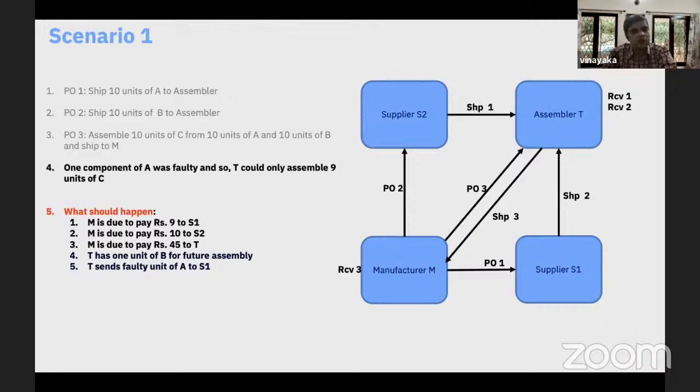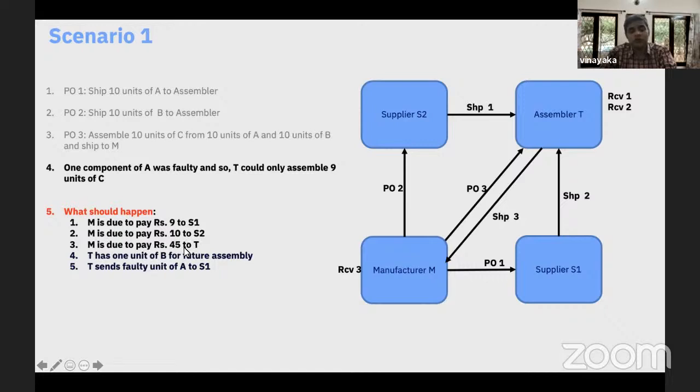This is different from what the expectation was, and everyone wonders what could have happened. One scenario is that there was a component A that was faulty, and therefore T could only assemble 9 units and send it back. So in this case, M has to pay 9 rupees only to the first supplier, but M has to pay 10 rupees to the second supplier.